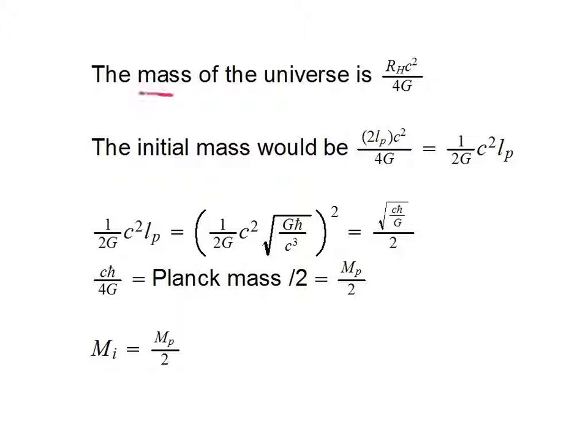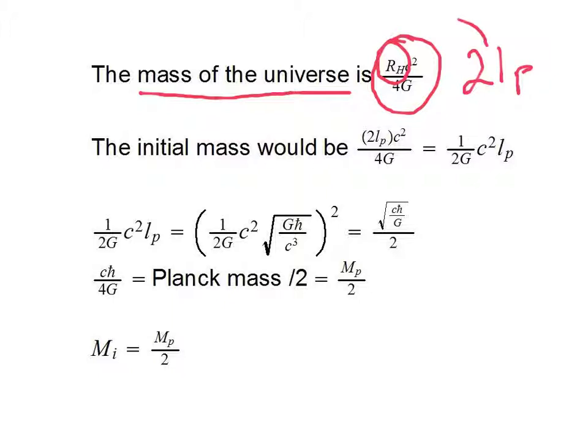Similarly, for the mass of the observable universe, we take our value for mass, and we know that R sub H initially was 2 Planck lengths. Substituting the 2 Planck lengths into the equation, doing the math, we find that the initial mass is equal to the Planck mass divided by 2.